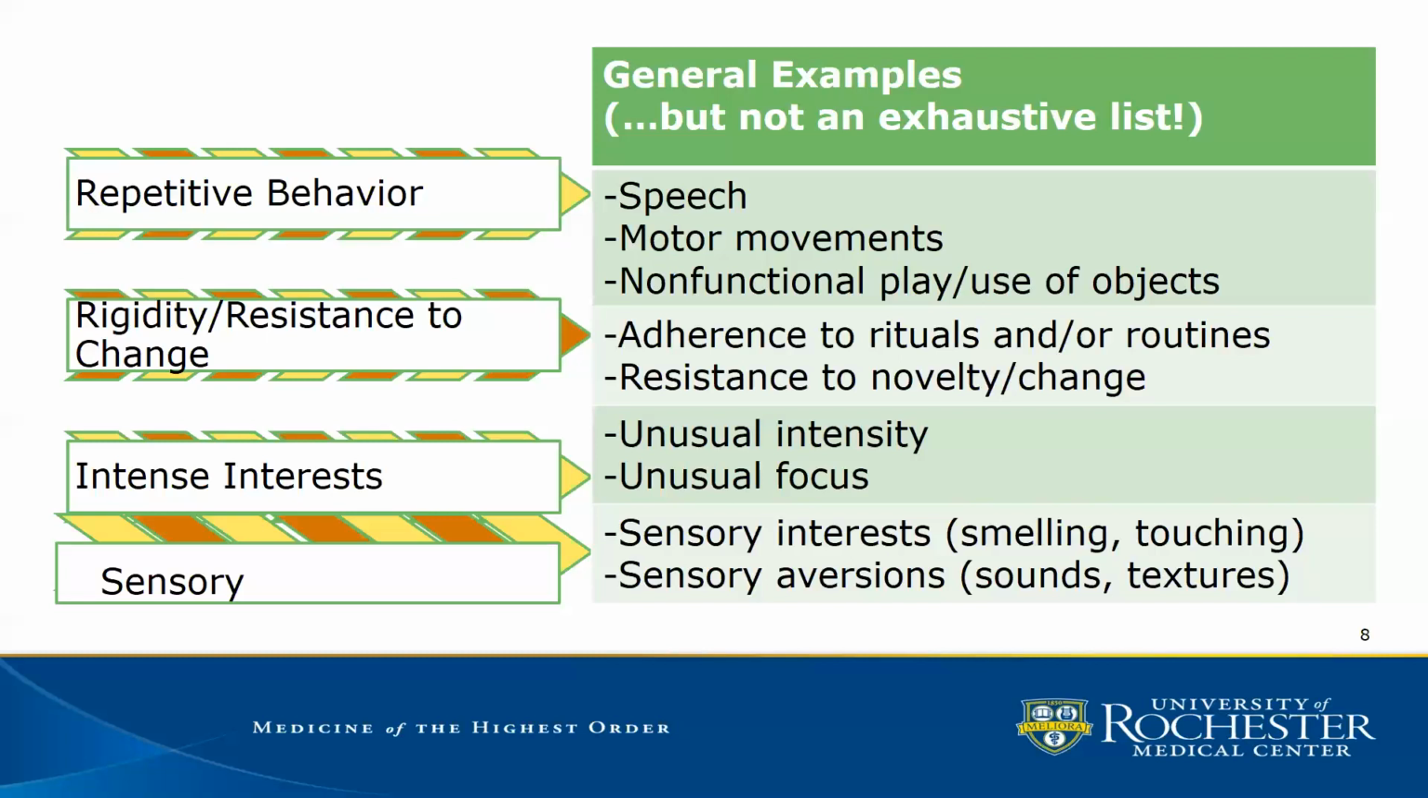We also see intense interests that are either unusual in their intensity or in their focus. So there might be interests in topics that you wouldn't expect a child to be interested in. For example, having a 6-year-old who's really interested in bus schedules and memorizing the bus schedules and wanting to sleep with the bus schedule under his pillow, that's not an interest that I would expect in an average 6-year-old. And so it's a little bit unusual in its focus.